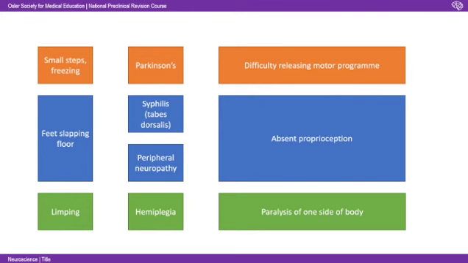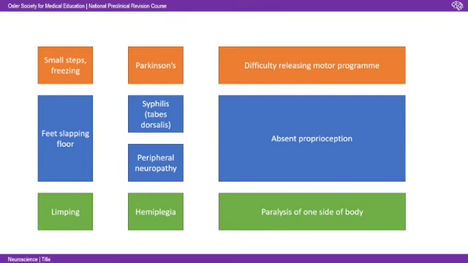So if they're talking about small steps and freezing, we talked about Parkinson's. Obviously, as you now know, it's problems in the basal ganglia. So this is difficulty releasing a motor program. So that's where you get that freezing, i.e. difficulty releasing a motor program, difficulty initiating movements. And we talked about one of the symptoms being akinesia or bradykinesia, so there's reduced movements, and that's where you get sort of shuffling steps as well.